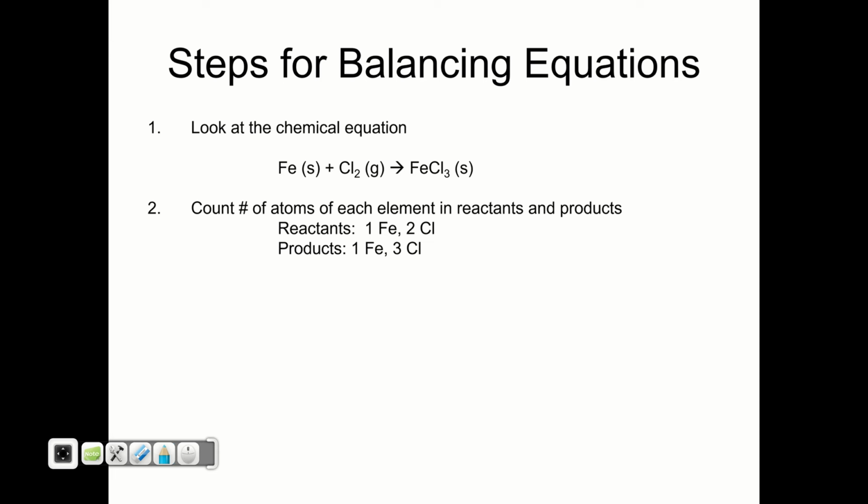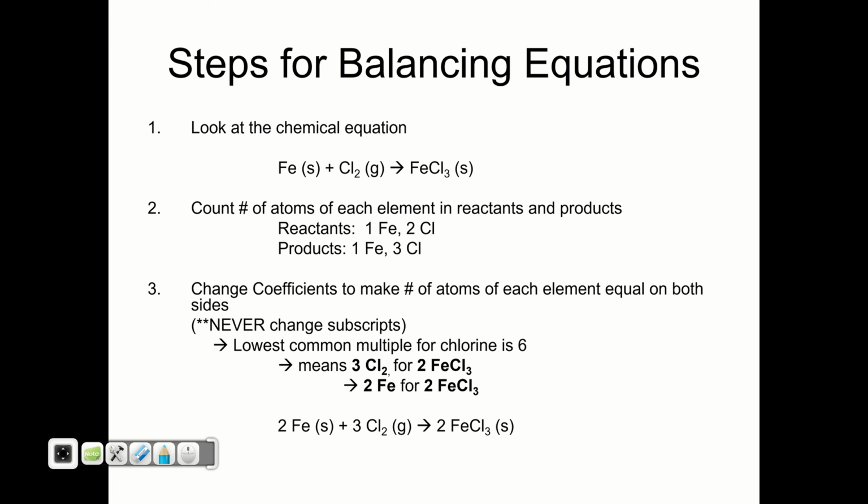But in this one, we can see we have 1 iron and 2 chlorines on the reactant side. And then on the product side, we have 1 iron and 3 chlorines. So this is not balanced. While the irons are all good, the chlorines are not balanced. All of a sudden, I have 1 more chlorine on the product side that's not on the reactant side. So that doesn't make sense.